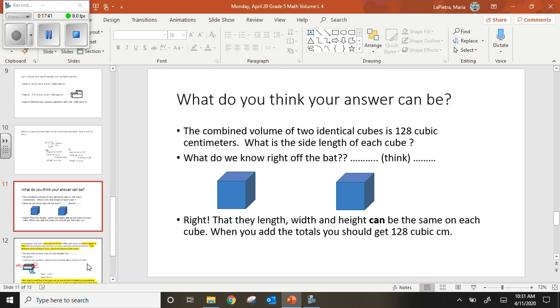So what do you think your answer could be? Let's look at this. The combined volume of 2 identical cubes is 128 cubic centimeters. What is the length of each cube? These are just questions for you to think about because we did just do this one. What do we know right off the bat? Think about this.